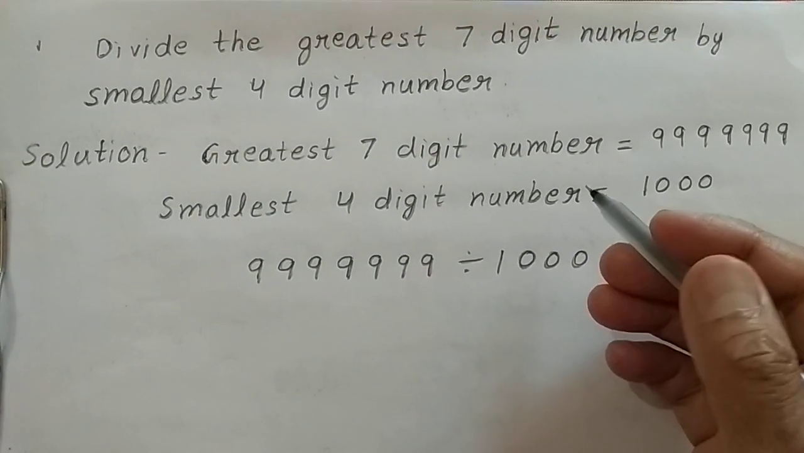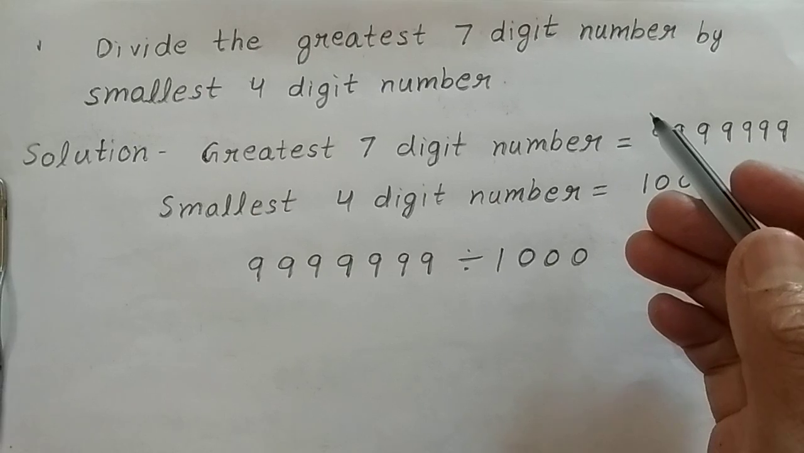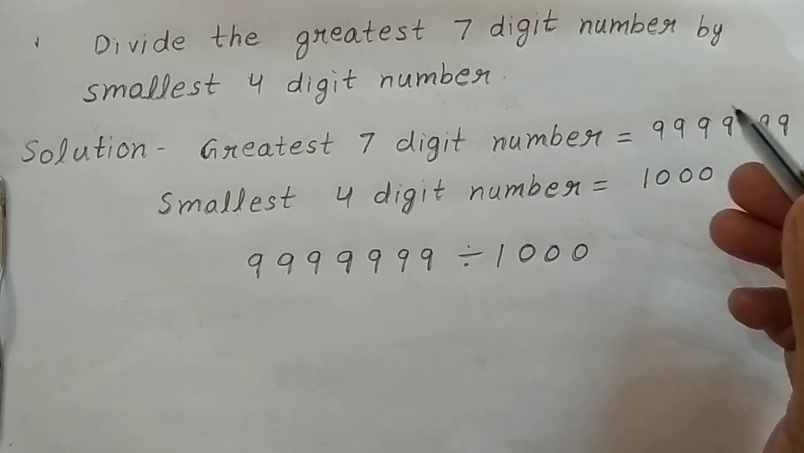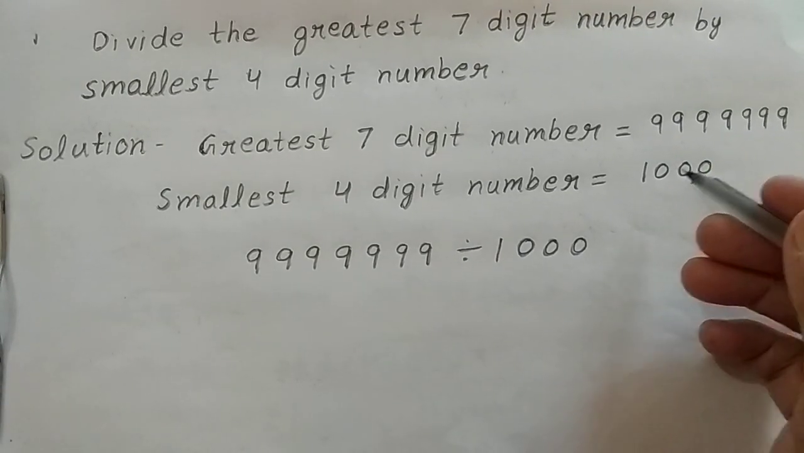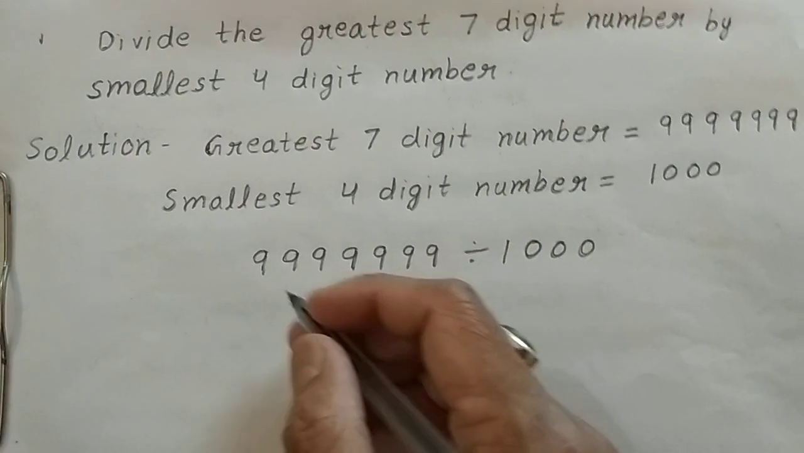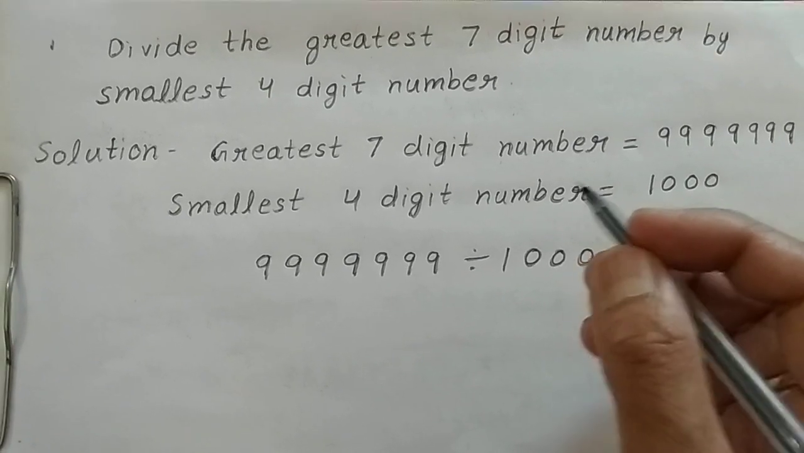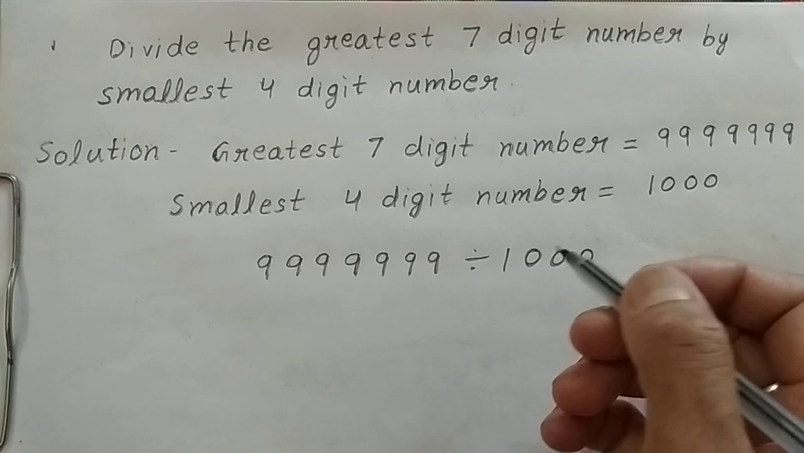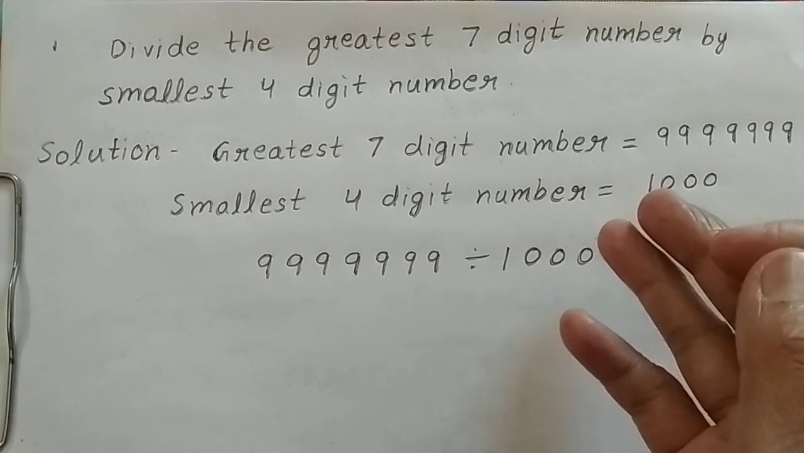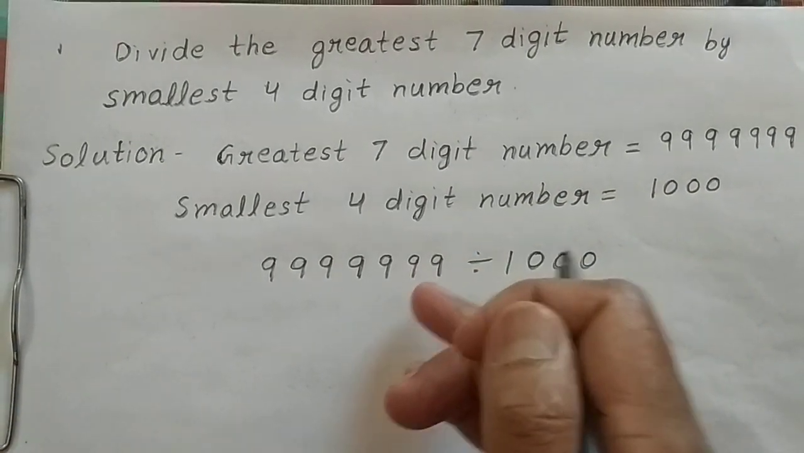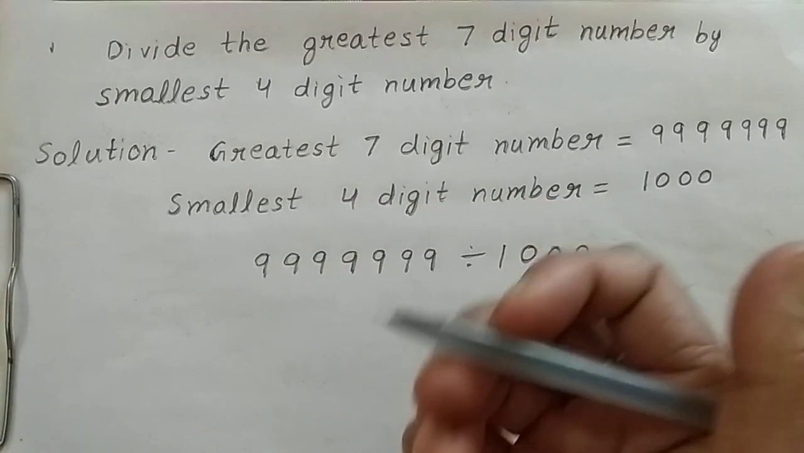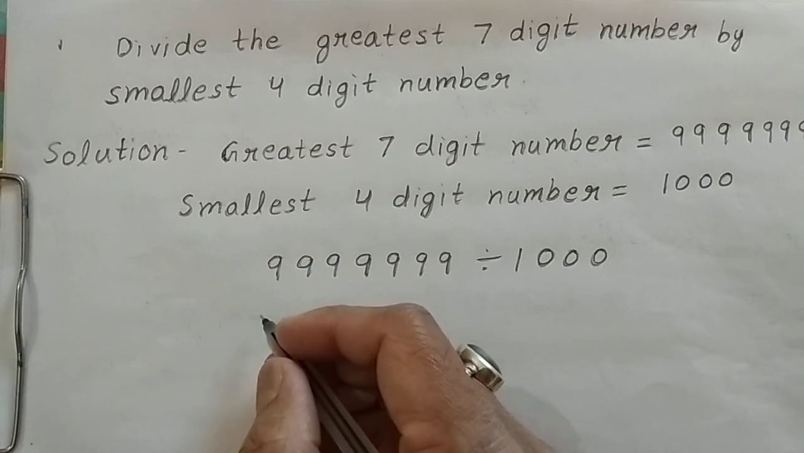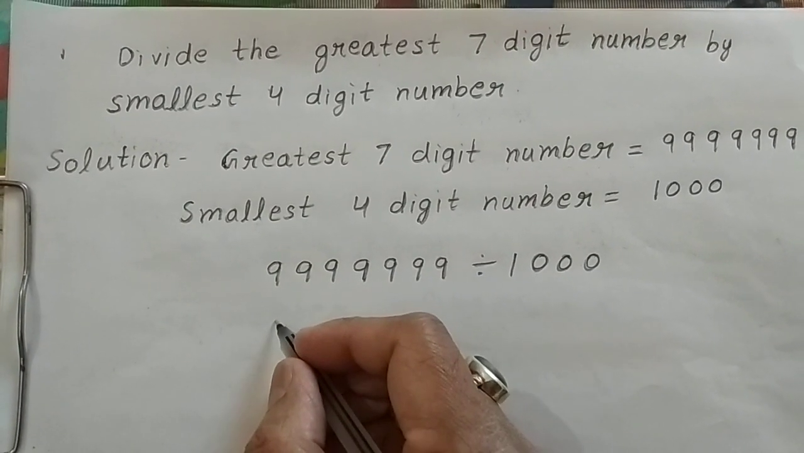Now what we have to do, we have to do division. Divide the greatest 7 digit number by 1000. Student, you can use the property also. According to the property, if we are dividing by 1000, then the number at the hundreds, tens and ones place is the remainder, and the rest is the quotient. I am doing the division.